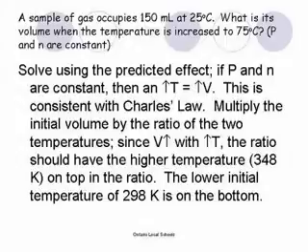We're now going to solve this problem using the predicted effect. If pressure and the number of moles of gas are constant, then increased temperature will lead to an increase in volume. This is consistent with Charles' law, so we're going to multiply the initial volume by the ratio of the two temperatures. Since the volume must increase with the temperature increase, the ratio should have the higher temperature, 348 Kelvin, on top in the ratio. The lower initial temperature of 298 Kelvin is on the bottom.